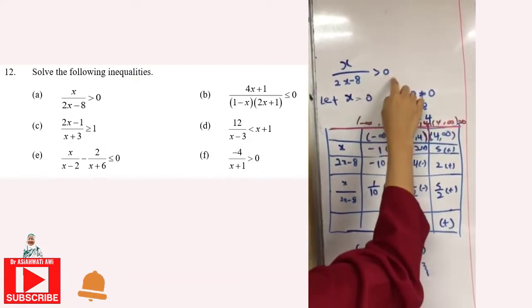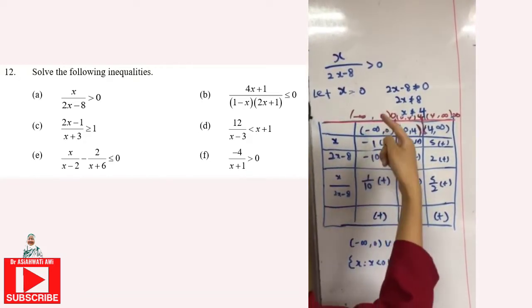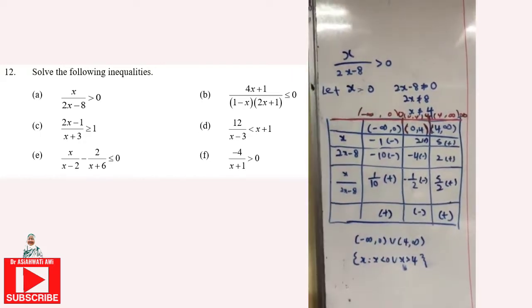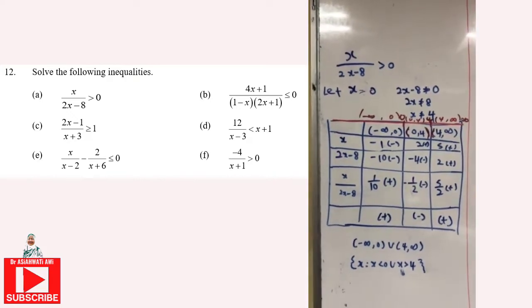And this larger than 0, so we need positive answer. So the answer is negative infinity to 0 union 4 to infinity. Okay, thank you. Very good. So you can check the answer.